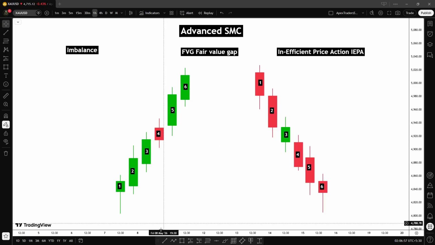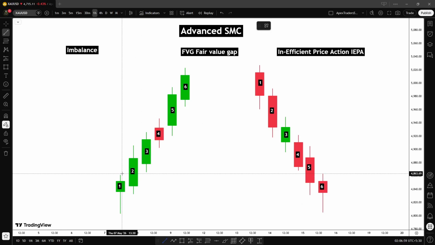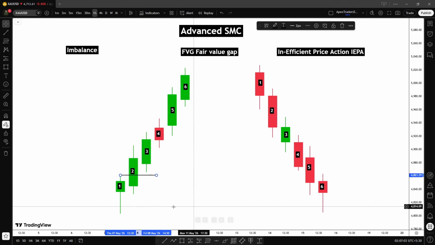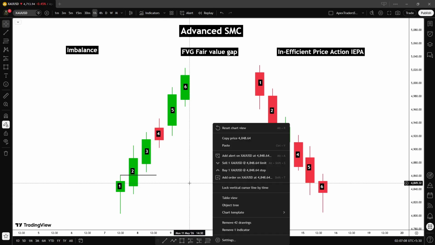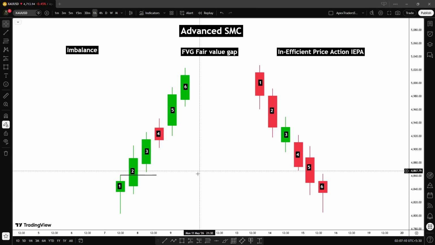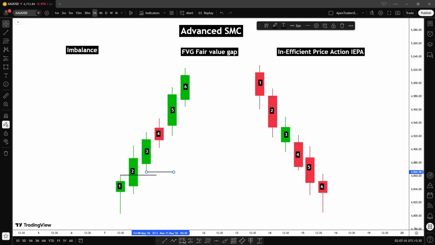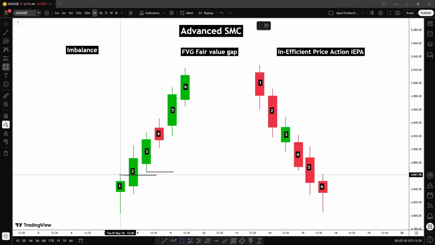In a bullish market, we just have to take our first candle. We mark the first candle's high, and we have to wait for the second candle to make a body close above the first candle's high, and then wait for the third candle to complete. After the third candle is completed, we mark the low of that candle, so we can consider this as the fair value gap.